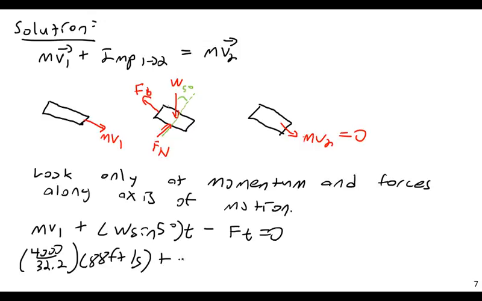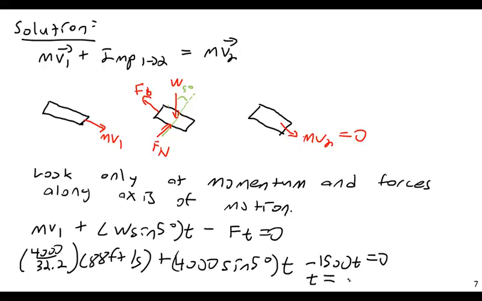Plus 4,000, and notice I'm even leaving the units out because they're not going to matter, they're just going to cancel out in this case, sine of 5 degrees times t. This is the only t here. And then minus 1,500 t equals 0. And if you solve this, you will get the time is equal to 9.49 seconds.